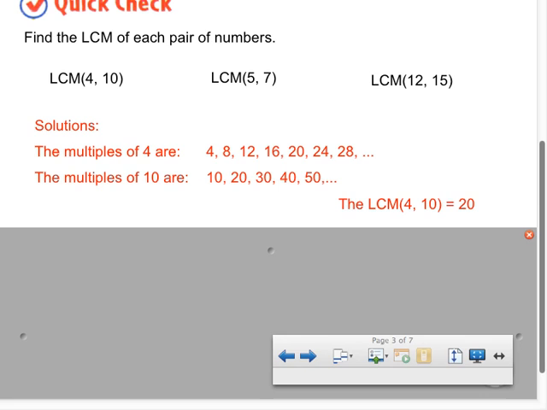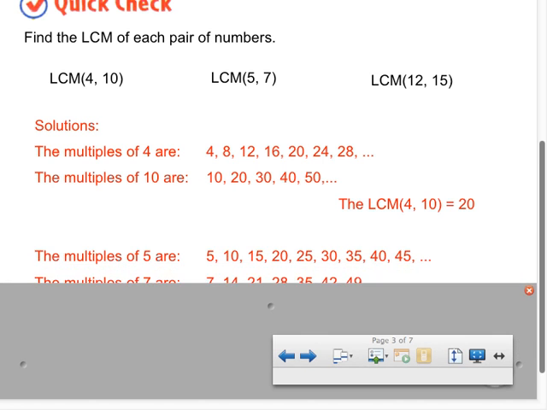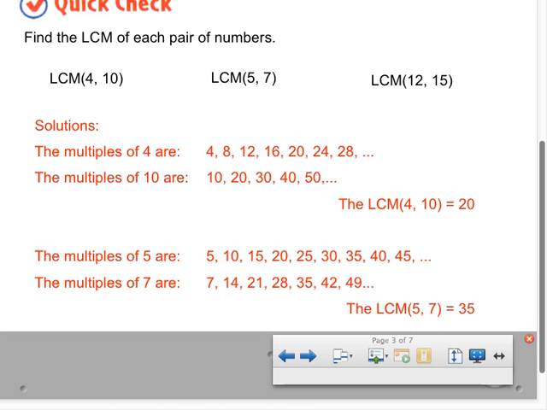Who's got the next one? Dominic. 35. It's 35. Now, again, using the strategy, if you list the multiples, you'll see the first one, just like in the previous problem, the first common multiple is 35. Now, if you saw this problem and you saw the answer was 35, you might assume that, oh, all I'm doing is multiplying these numbers. Would you be right? No.